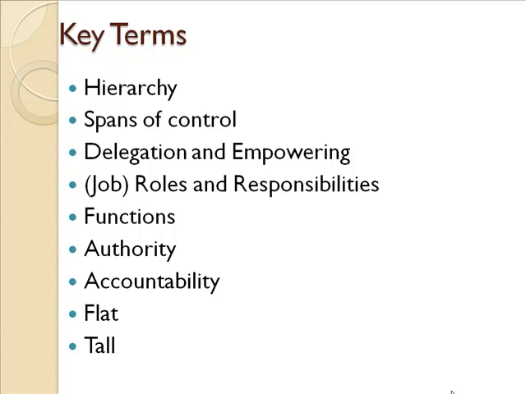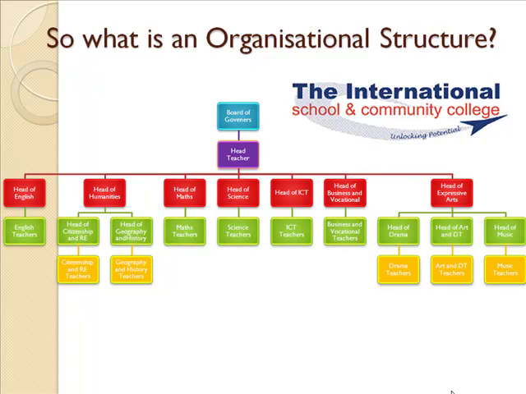So what exactly is an organizational structure? Well, you can see here, this is the organizational structure of our school, and you can see at the top of the structure is the Board of Governors, and they oversee the whole of the school, and they directly communicate with the head teacher. The head teacher then communicates to all the heads of faculty, and the heads of faculty then communicate down to the teachers of each faculty. So this is a very basic organizational structure of our school.